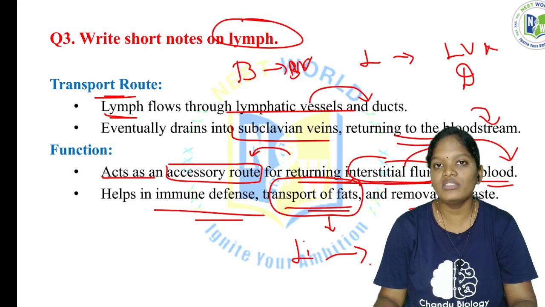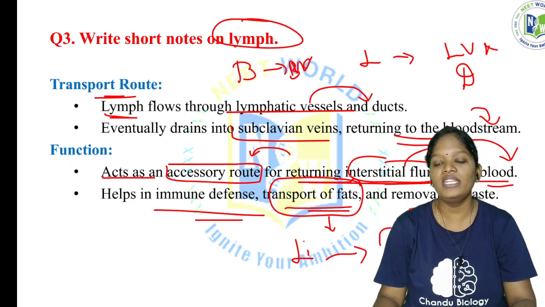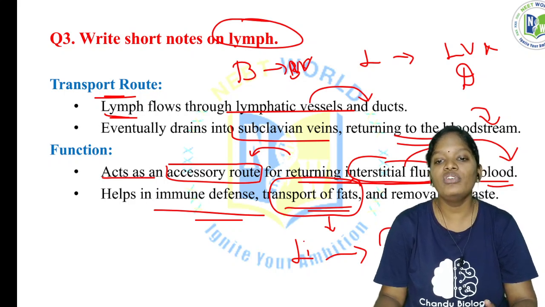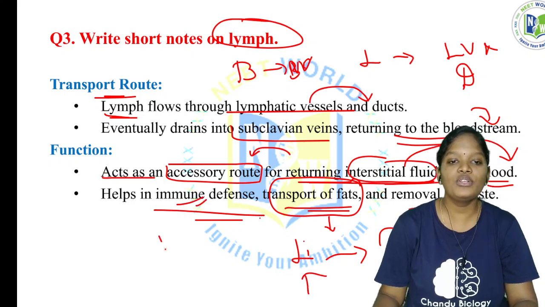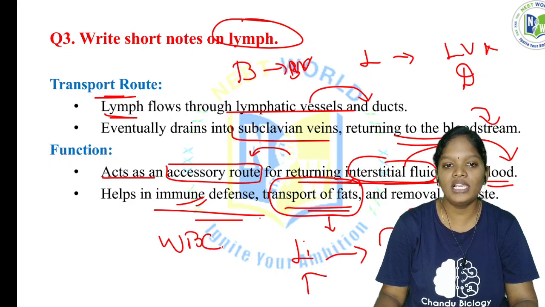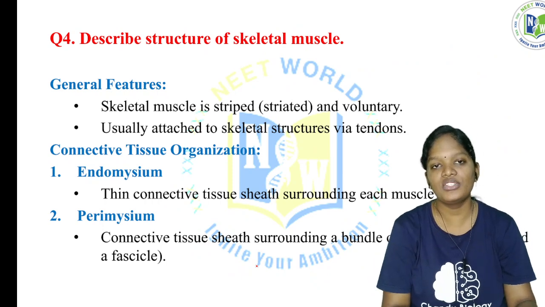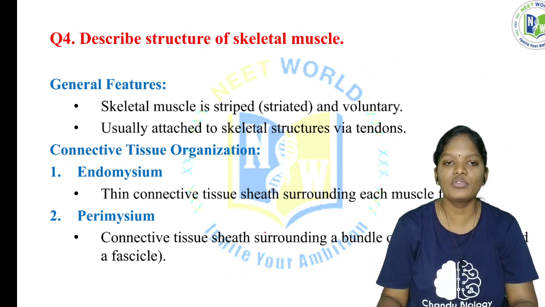Okay, but why not the fats? Because the size of the fat is a little bit higher, they cannot enter easily through the blood capillaries. But before they enter the blood capillaries, they are carried by the lymph. Also, because WBCs are present in the lymph, it is involved in the immune defenses. Okay, so that's all about the basic structure and importance of the lymph.